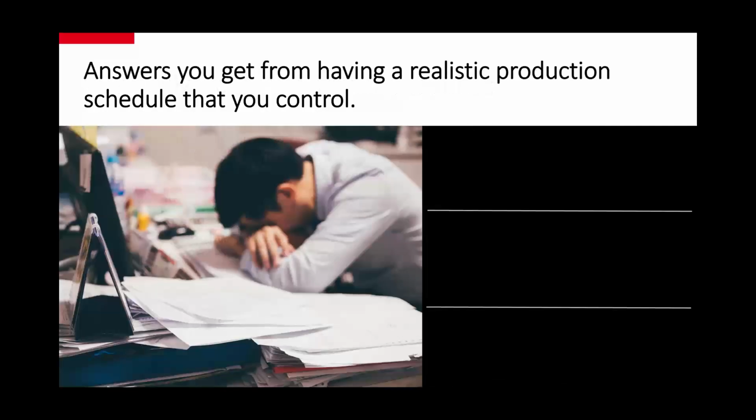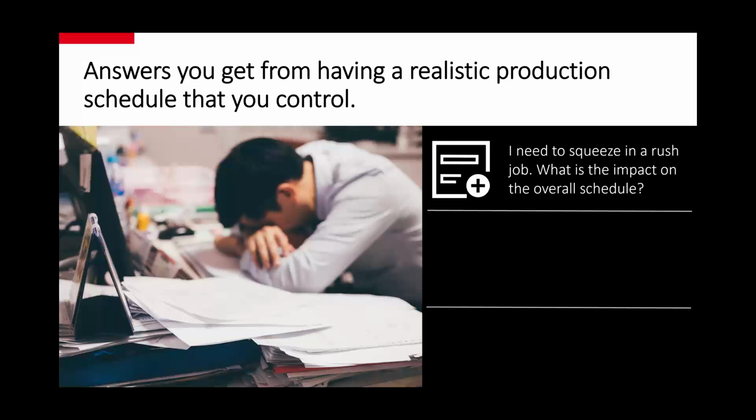So if you have a realistic production schedule that you can control, you actually get answers to some of the questions that are really hard to answer when you use Business Central without Visual Advanced Production Scheduling. These questions are: hey, I need to squeeze in a rush job. What is the impact on the overall schedule, right? Handling the rush job is quite hard when you have no scheduling product, when you just add the job and then see what the impact is, looking at all those Business Central tables.